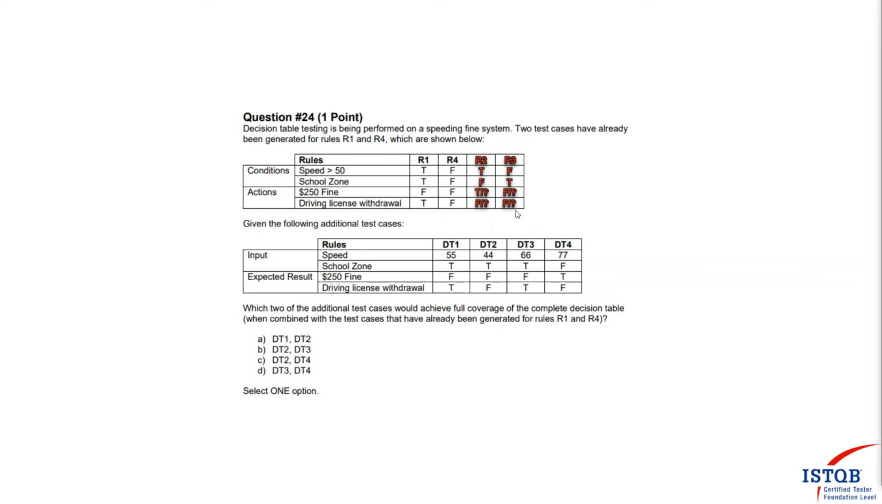For example, for scenario where speed exceeds 50 km per hour is true, but school zone is false, action should be $250 fine only. And for speed exceeds 50 km per hour is false, but school zone is true, it can be anything, depending on government rules. But we can't be 100% sure here for now. Let's move to the next step.